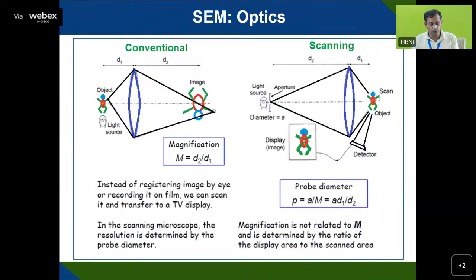In the scanning microscope, the resolution is determined by the probe diameter. The probe diameter of the electron beam mainly decides the resolution. And magnification is not related to the probe, it is determined by the ratio of the display area to the scan area, so magnification can be related to both, as well as the ratio in the scanning microscope.